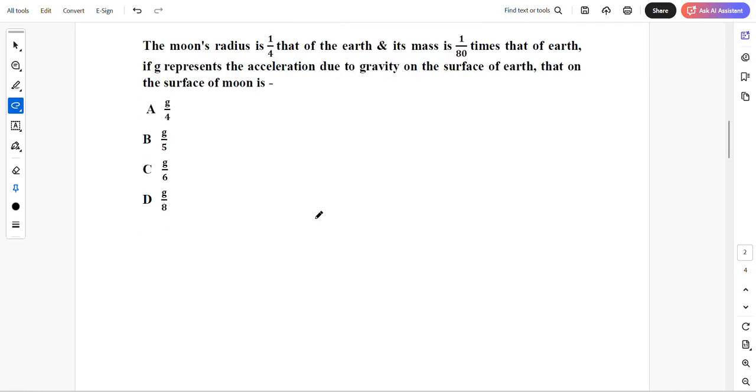It is saying the moon's radius is 1 by 4 that of the earth. Now, whenever it is given the moon's radius is 1 by 4 that of the earth, write down Rm, that is the radius of the moon, is equal to 1 by 4 radius of the earth. Denote this Rm and Re, where Rm is the radius of the moon and Re is the radius of the earth. And its mass, the mass of the moon, is equal to 1 by 80 times the mass of the earth. If g represents the acceleration due to gravity on the surface of earth, that on the surface of moon is what you are supposed to calculate.